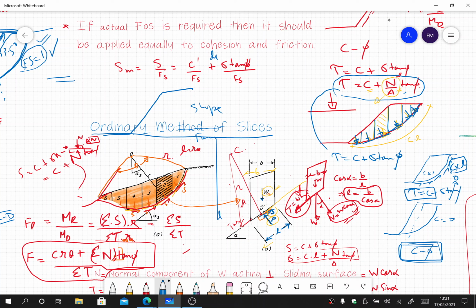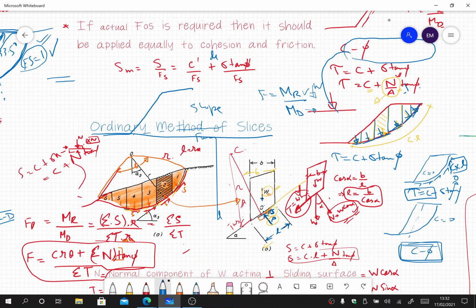the normal stress. The formula for the stability analysis in the method of slices is the same: the factor of safety is equal to the resisting moment over the disturbing moment. The disturbing moment is due to the weight, and the resisting moment is due to the shear strength that is coming out.